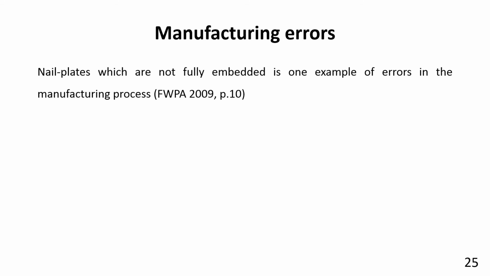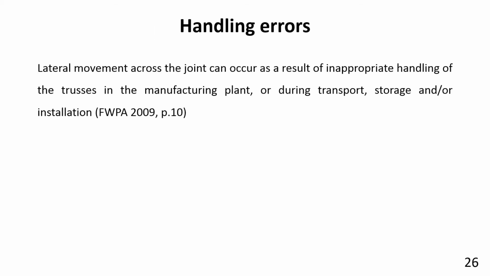Manufacturing errors. Nail plates which are not fully embedded is one example of errors in the manufacturing process. Handling errors. Lateral movement across the joint can occur as a result of inappropriate handling of the trusses in the manufacturing plant or during transport, storage, and/or installation.